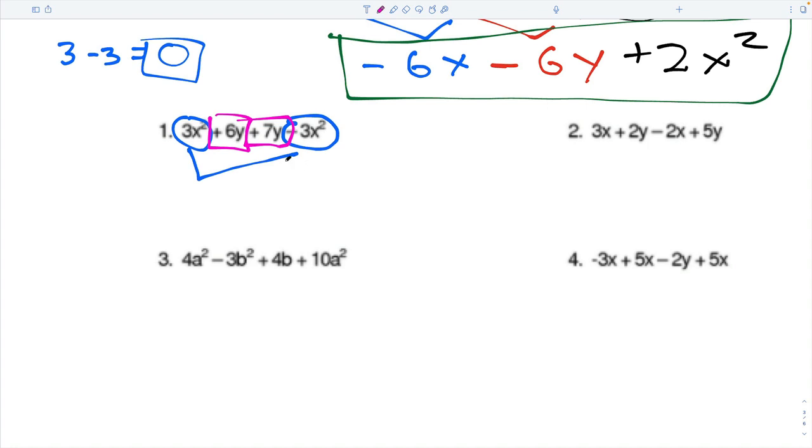What do those combine to become, Justice? 6y and 7y would make? 13. Is that it? Why 13? Good. That is your answer.